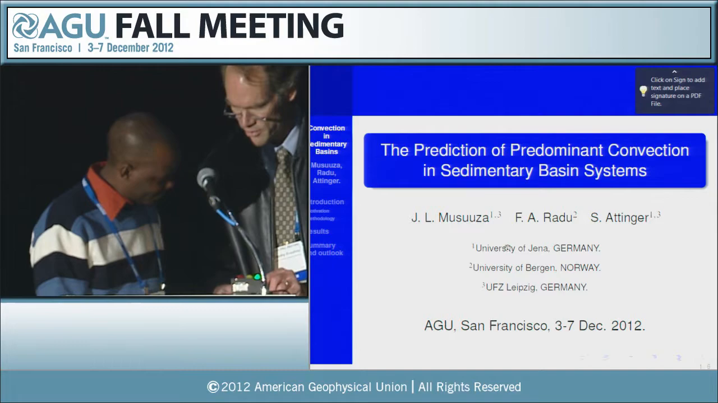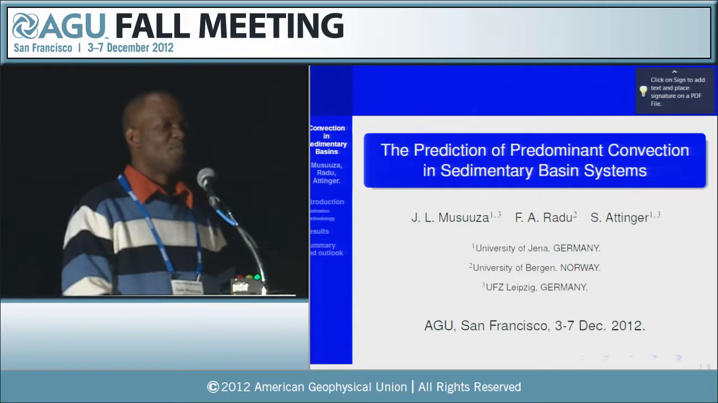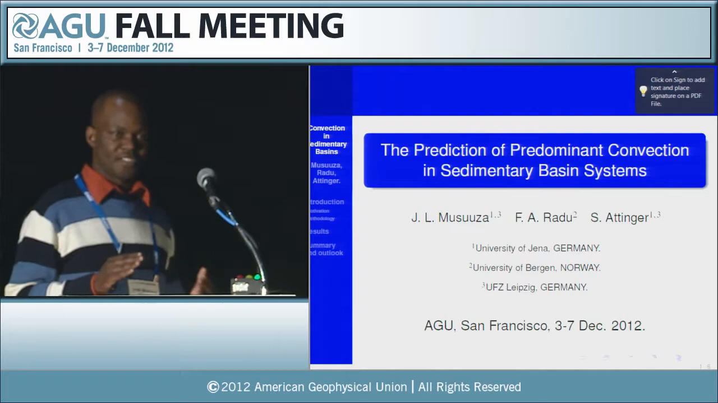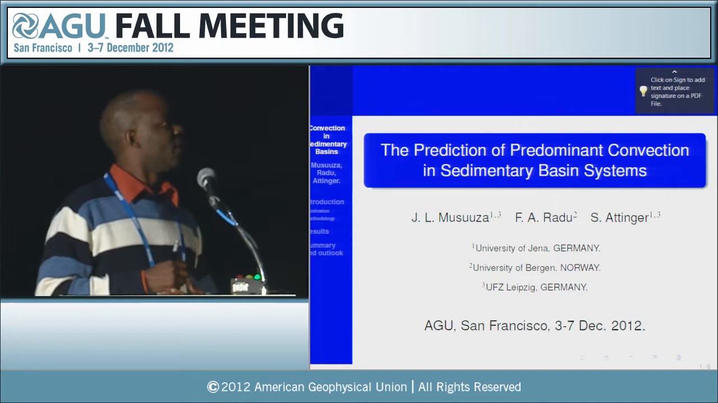Good afternoon. I'm presenting you a dimensionless number that can predict predominant thermal convection in thermohaline systems. These are systems where you have density gradients motivated by salinity and temperature gradients. The work is done together with my colleagues Florini Radu and Sabine Attinger.